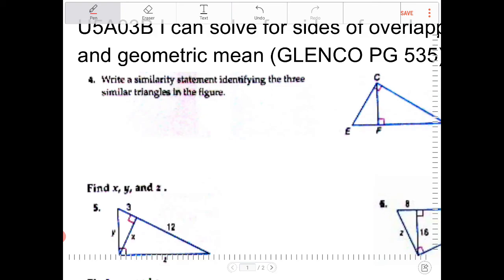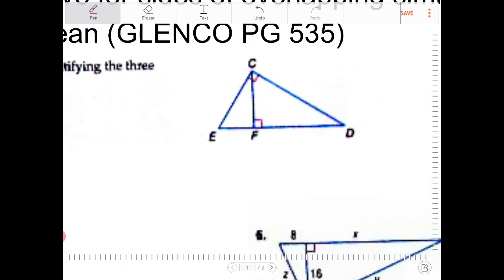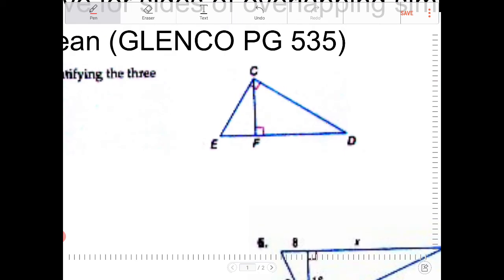Okay, so in question number 4 it reads, write a similarity statement identifying the three similar triangles in the figure. The best way to go about this is to identify the angles that are congruent. This angle here does not have to be the same as this angle. However, based on concepts of complementary, this angle must be the same as angle E, and this angle over here must be the same as angle D.